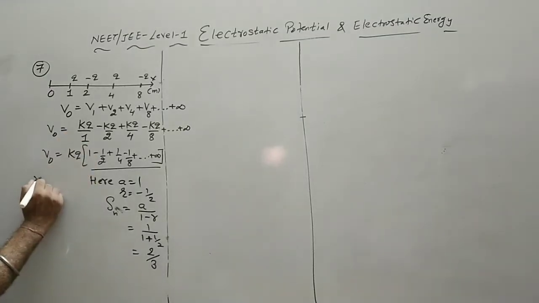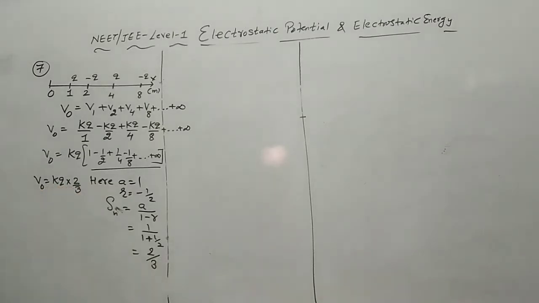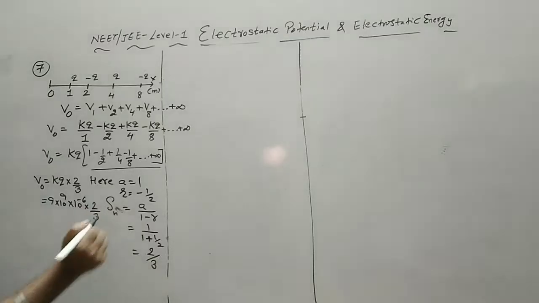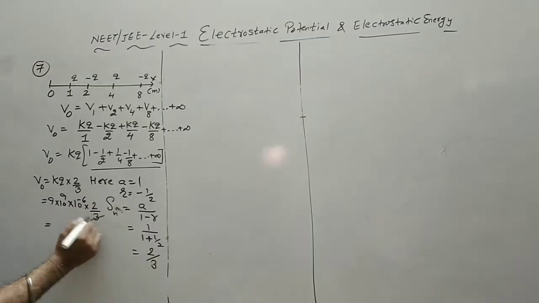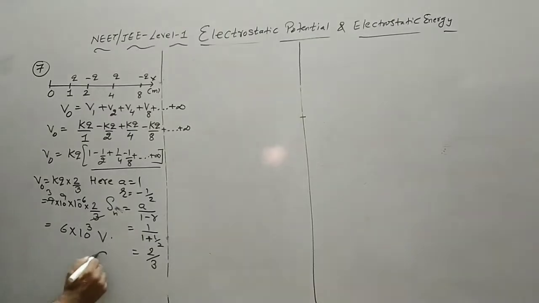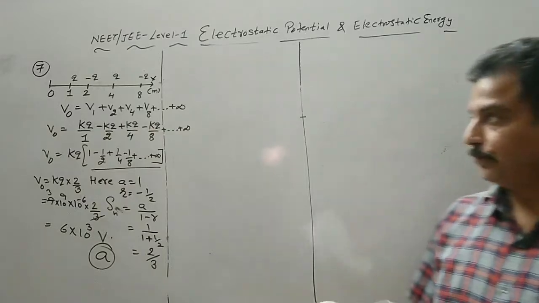Now we substitute this value. So V naught is equal to K source into 2 by 3. Now we substitute this value, that is 9 into 10 raised to 9. The magnitude of charge given is 1 micro, that is 10 raised to minus 6, into 2 by 3. So it becomes 6 into 10 raised to 3 volt. So this is option number A. 6 into 10 raised to 3 volt is given.